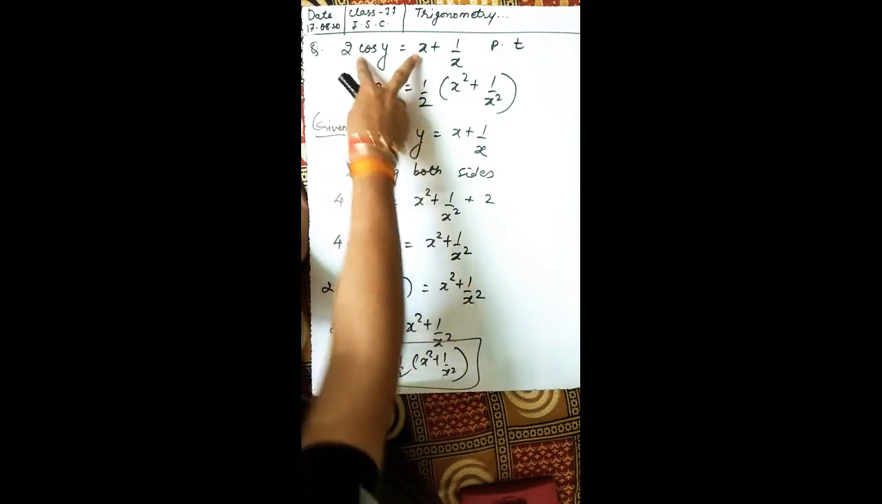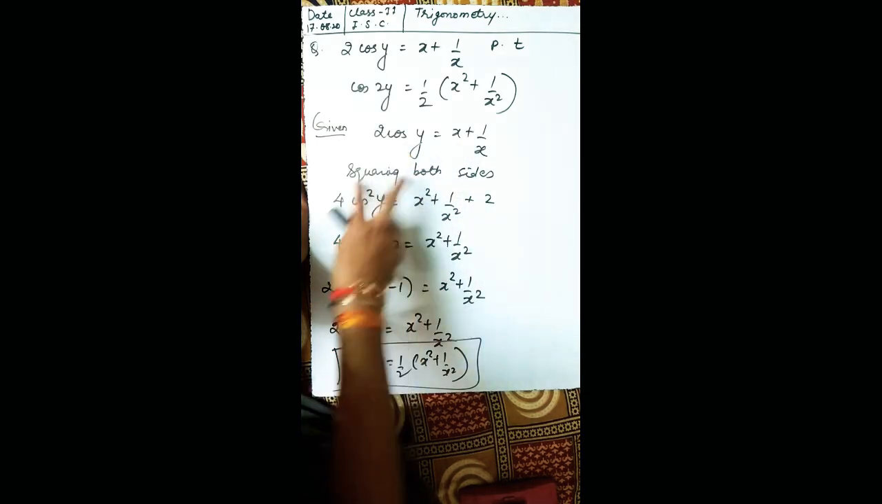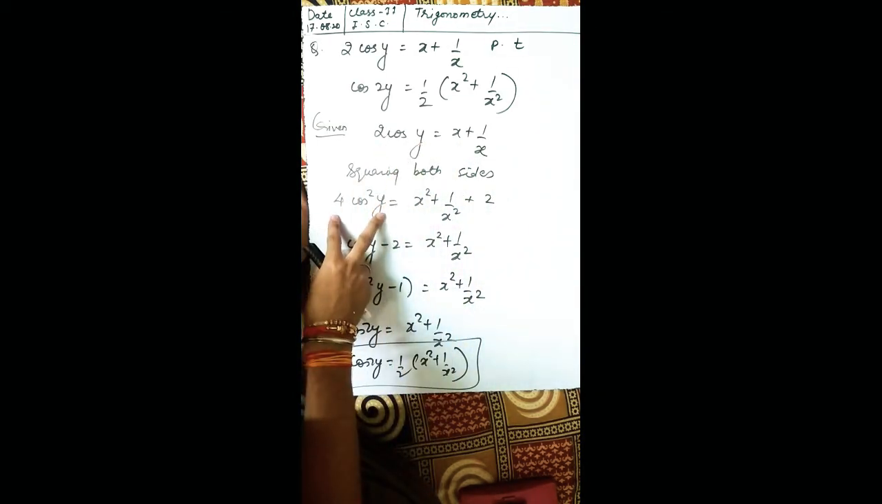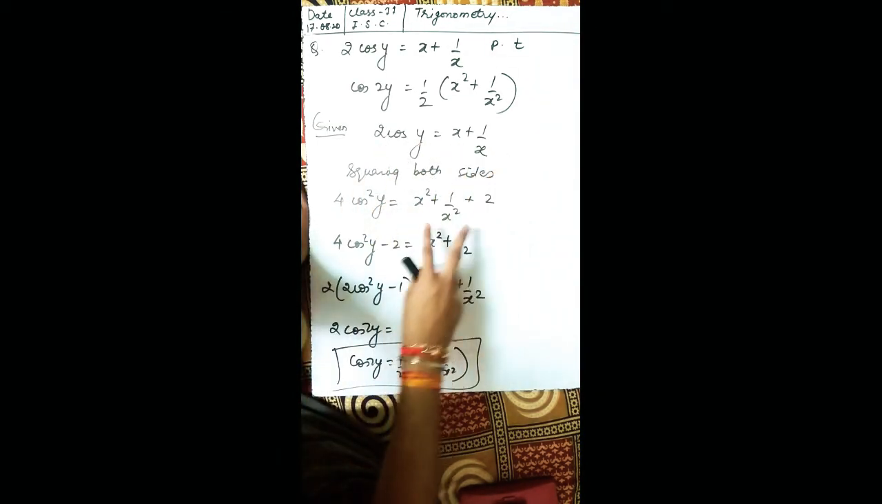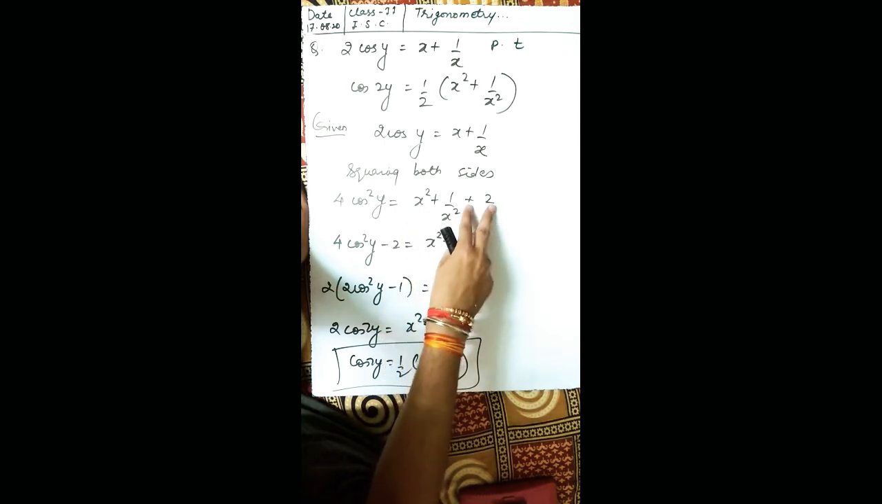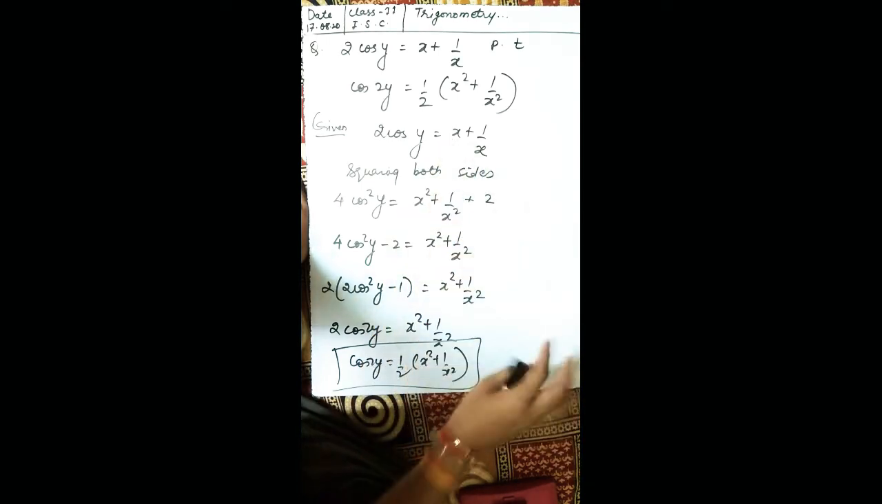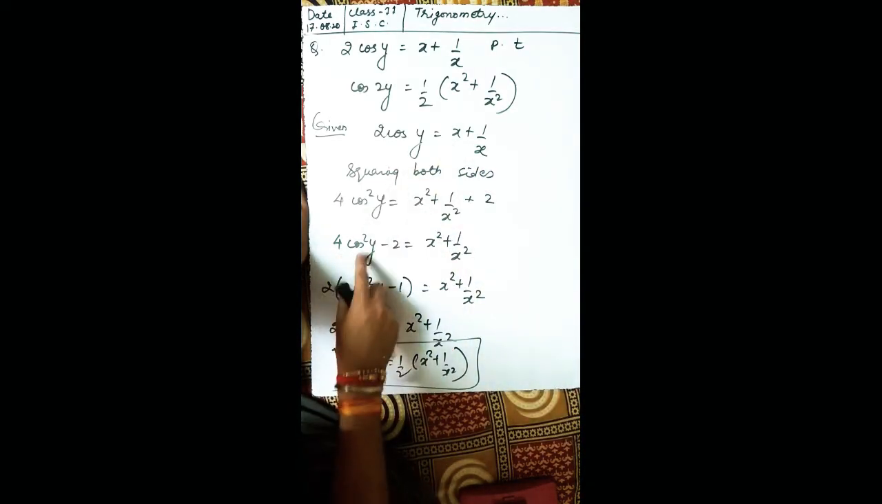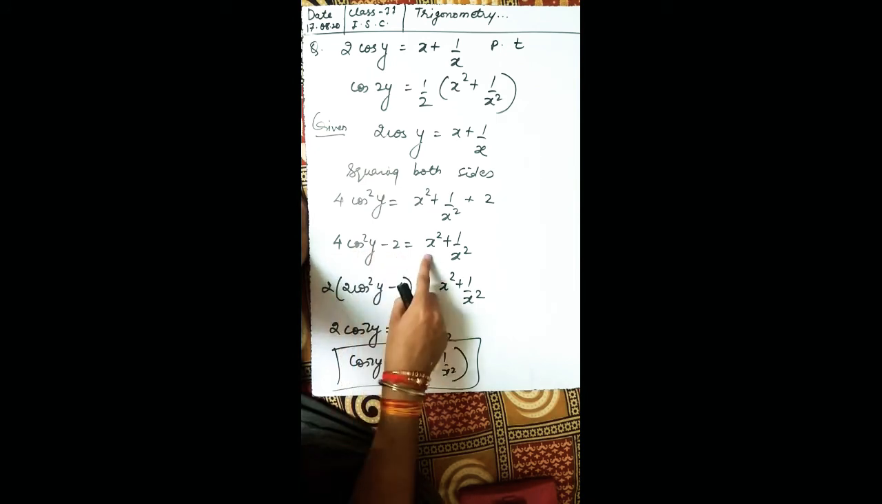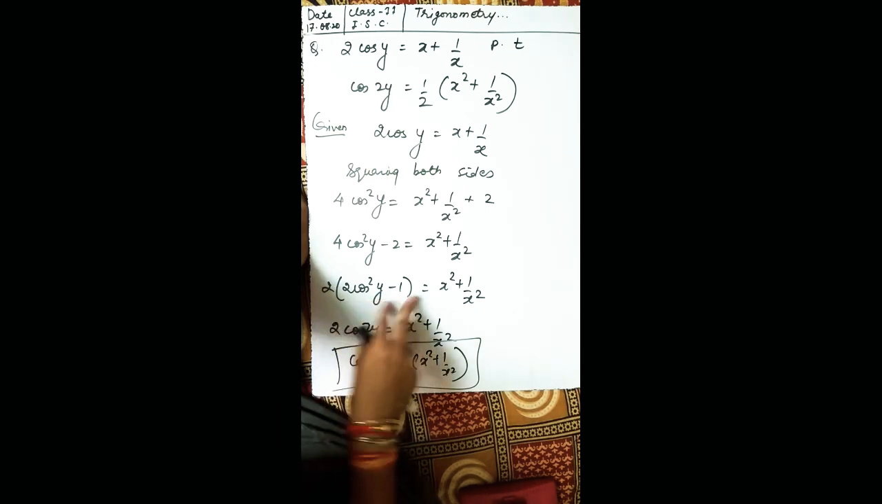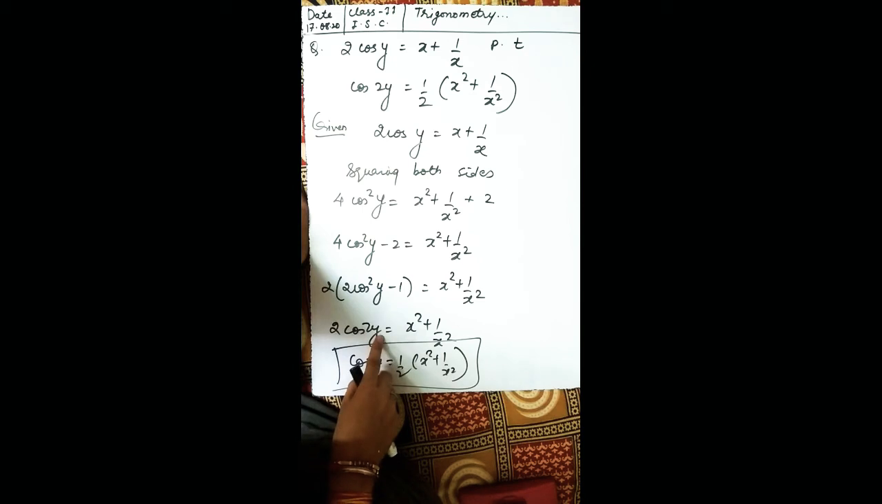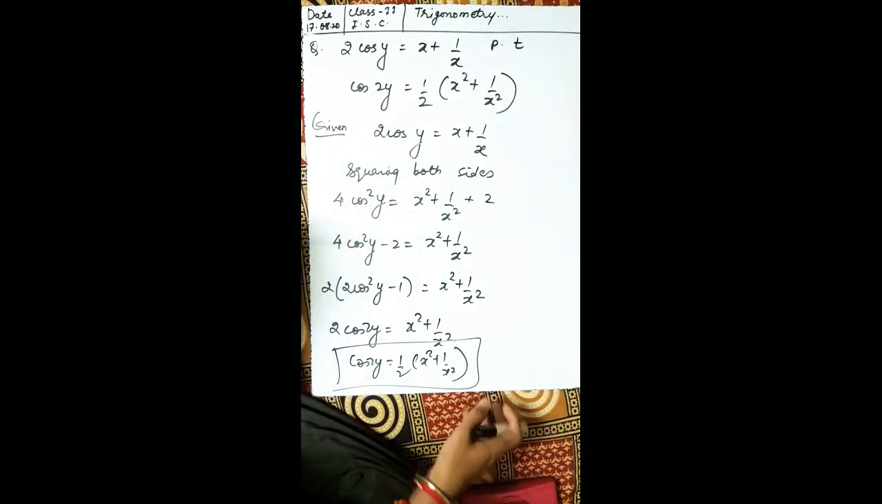Okay, so let us take the given thing and square both the sides. So it will be 4 cos square y, and the square of x plus 1 upon x is x square plus 1 upon x square plus 2, because in 2ab, the x and 1 upon x will cancel, so 2 will be left. Now take 2 this side, so 4 cos square y minus 2 equals this. You can take 2 common, so 2 (2 cos square y minus 1) equals this. Now by the identity, you know 2 cos square y minus 1 is cos 2y. So take 2 in the denominator, and hence this question is proved.